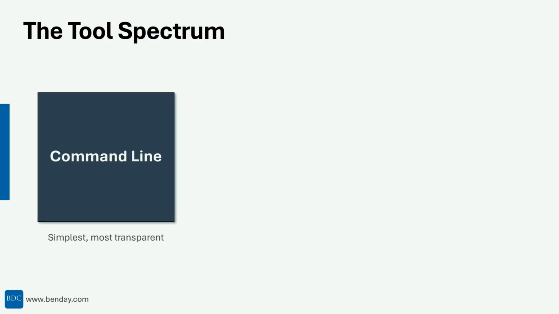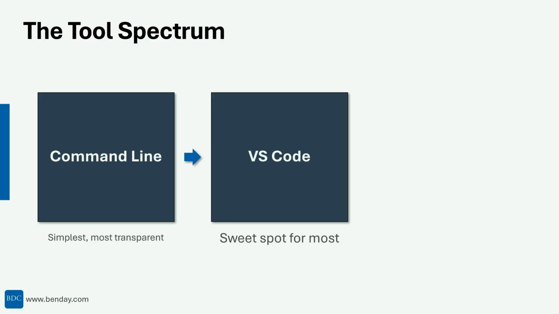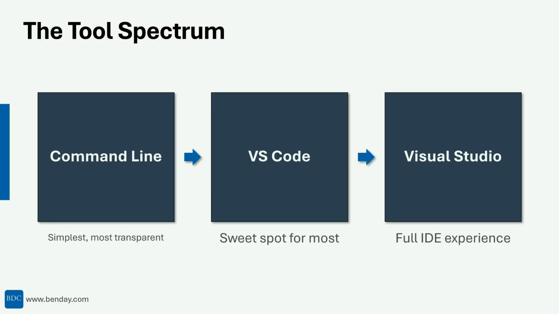Starting simple, just the command line and any text editor. This is where we'll begin because you can see everything that's happening. Then VS Code with the C# Dev Kit. This is honestly the sweet spot for most developers. Free, powerful, cross-platform. And Visual Studio, the granddaddy king emperor of .NET development, Windows only, but incredibly powerful.